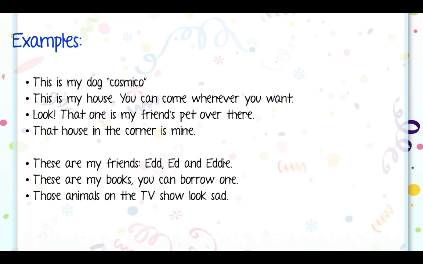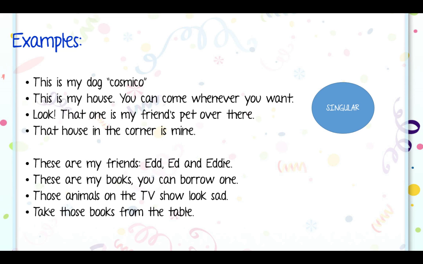Those, esos. Those animals on the TV show look sad. Esos animales o aquellos animales en el programa de televisión se ven tristes. Take those books from the table. Toma esos libros de la mesa. So, this and that singular and these and those plural.